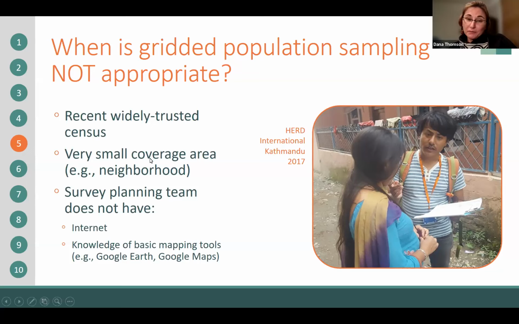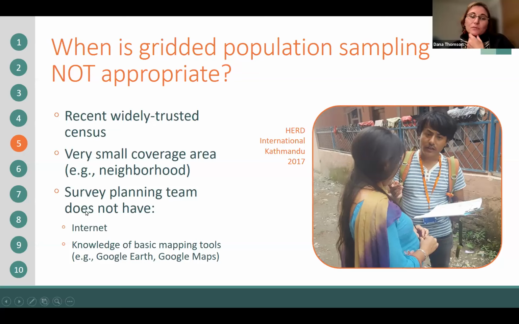Another time to avoid gridded population sampling is if you have a very small coverage area. Again, these are modeled estimates. There's going to be more error at the finer geographic scale. And if you aggregate grid cells into larger and larger areas, you start to smooth out some of those errors. But if you have a really small coverage area, there are probably better techniques to derive a sample frame that might be field-based. And that would be preferable and more accurate than using a gridded population modeled estimate.